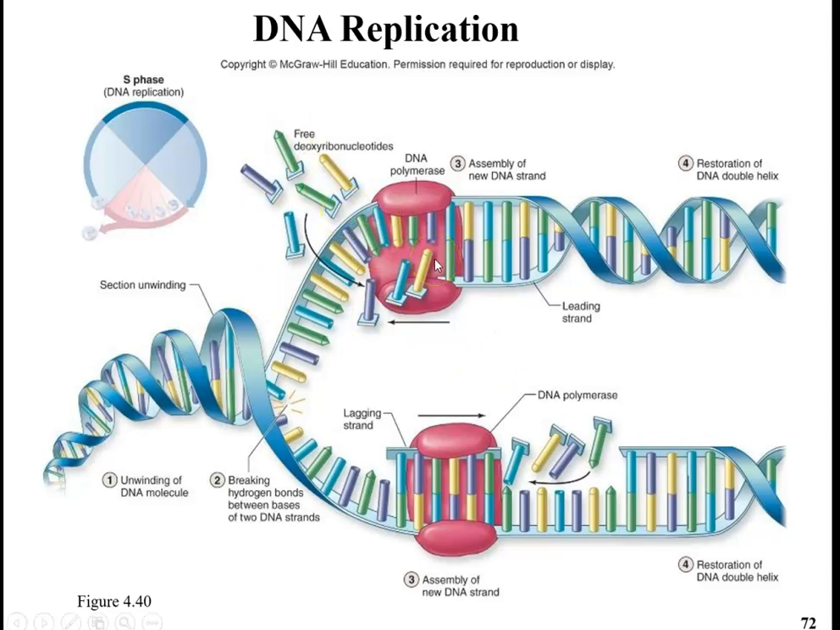Okay, so here are the steps in DNA replication. The first step is going to be unwinding of the DNA molecule, and there are special enzymes that do this. 2, the breaking of the hydrogen bonds between bases of the two DNA strands occurs. And then you're going to have DNA polymerase come in here, and it's going to read the DNA, and it's going to form new strands complementary to the strand that it's reading. Then when it's done, it releases the complementary strand or the replicated strand of DNA, and the original DNA restores itself into the double helix.